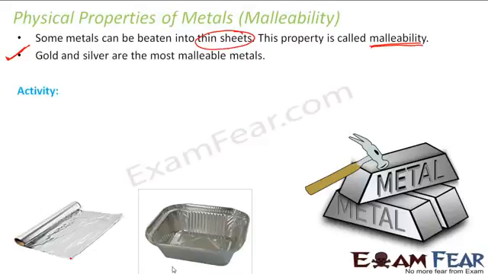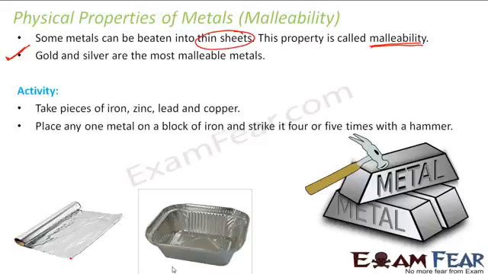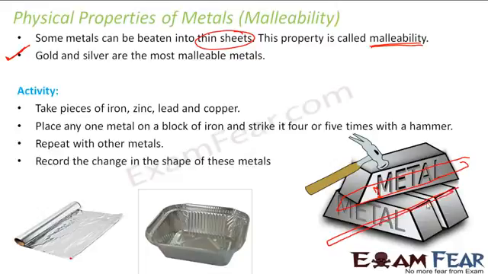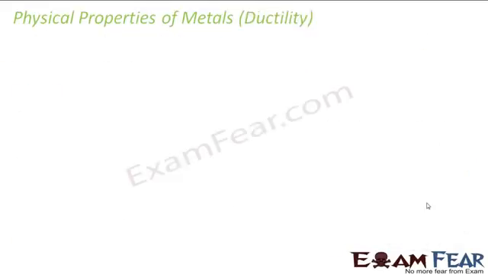So for this, the activity is you can again take iron, zinc, lead, and copper, and then you place one metal and just hammer it. You observe that the thickness will decrease, right? For example, this is this much thickness. After hammering, it may become this much and expand in area. That means you are decreasing the thickness, and if you keep hammering it, you may get a thin sheet like this. And that means it is a malleable substance, right?